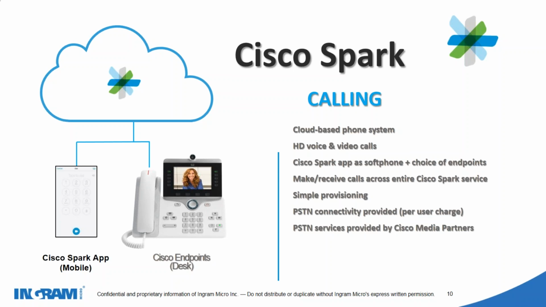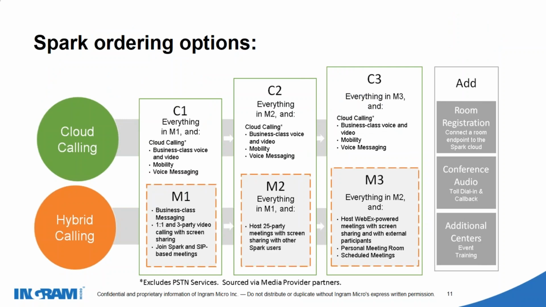At this stage, we don't really have a time frame as to when we'll have Spark calling enabled, but we're looking anywhere between a 3 to 6 month time frame, and we'll let you guys know when the calling aspect is available. Once again, from an ordering perspective, cloud calling, as I mentioned, is not available, so please ignore anything in the top portion. So C1, C2, C3 are still not available. What is available though are offerings called M1, M2, and M3. If you have sold Office 365, these offerings might be quite familiar to you guys.